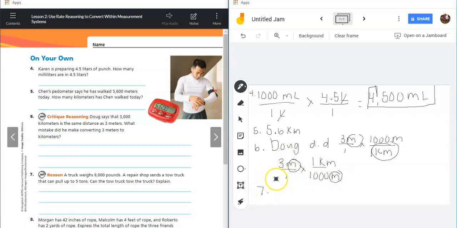Number 7, I'll give you the answer. It says a truck weighs 9,000 pounds. A repair shop sends a tow truck that can pull up to 5 tons. Can the tow truck tow the truck? So 1 ton equals 2,000 pounds. 5 tons then is 10,000 pounds. Since the truck is 9,000 pounds and the tow truck can pull 10,000 pounds, the answer is yes.